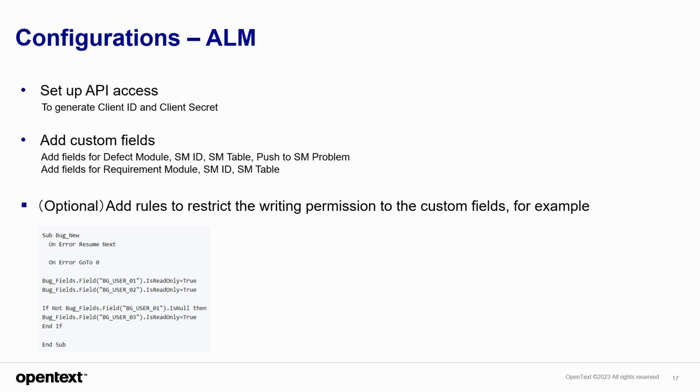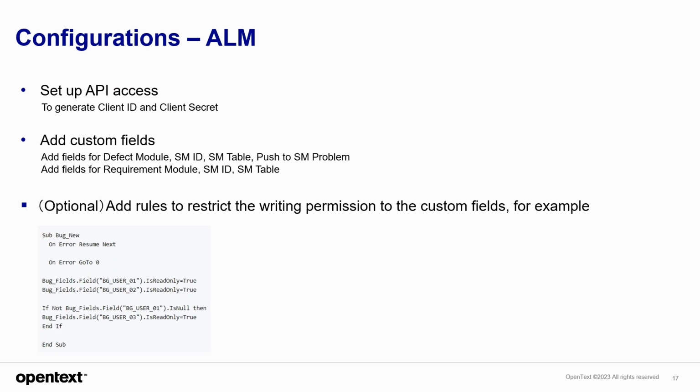For the defect module, we need to add three fields: SMID, SM table, and push to SM problem. The SMID is to store the change or problem ID. SM table is used to store the Service Manager change or problem table name, which is important for the synchronization logic in the background. And push to SM problem, as we just introduced: if you want to synchronize an ALM defect to SM as a problem, you need to mark this field as yes, then the defect will be synchronized. When finished, it will be marked as done.